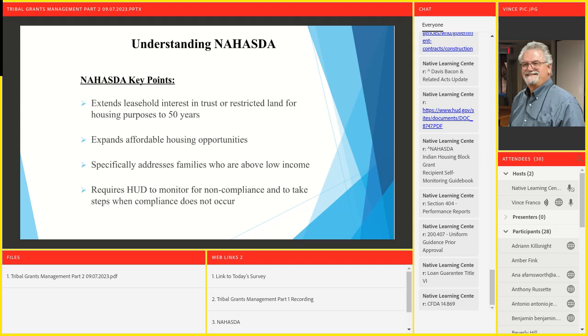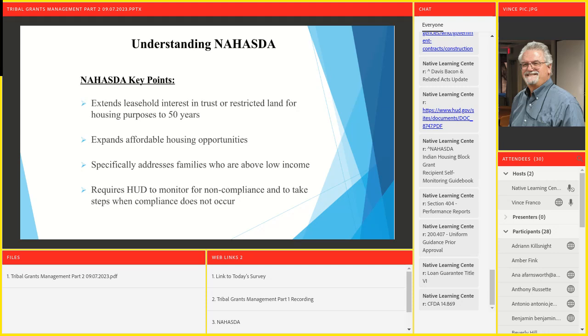All right, the bottom bullet requires HUD to monitor for non-compliance and to take steps when compliance does not occur. To address this, that is where the self-monitoring report comes into play, which we generate on our end, right? And it goes along with our APR, our annual performance report. That's also something we generate, right? We send that in. That is part of the bottom bullet. HUD is requiring monitoring. So we're self-monitoring, and we're providing reports that have to match up with our IHP, our beginning of the year report. Otherwise, we have a problem.